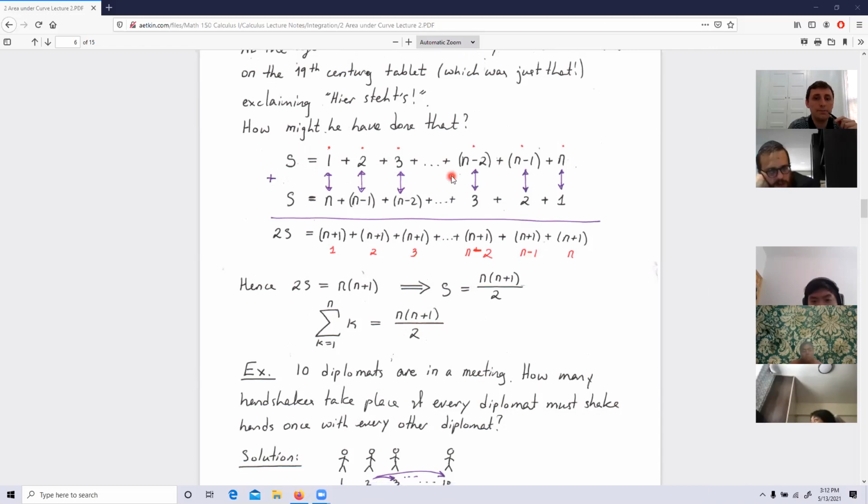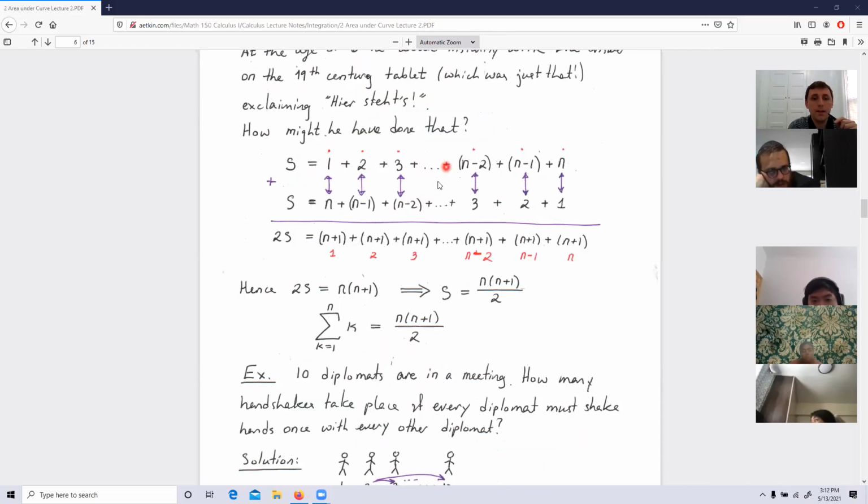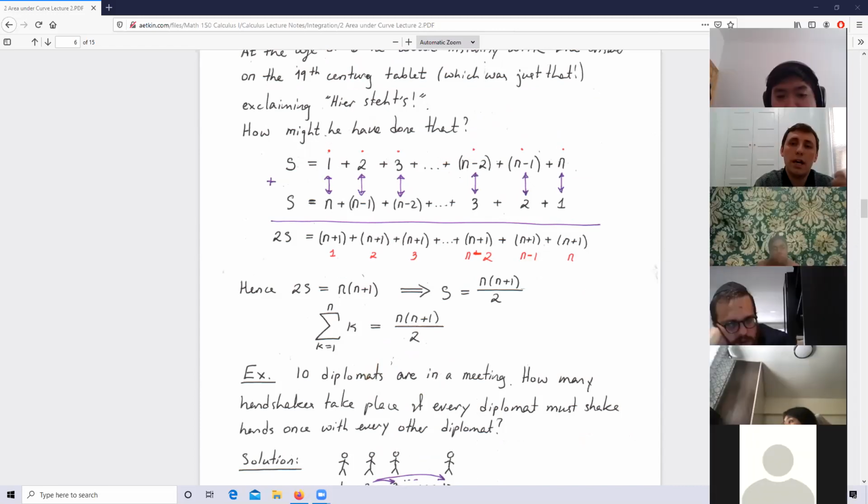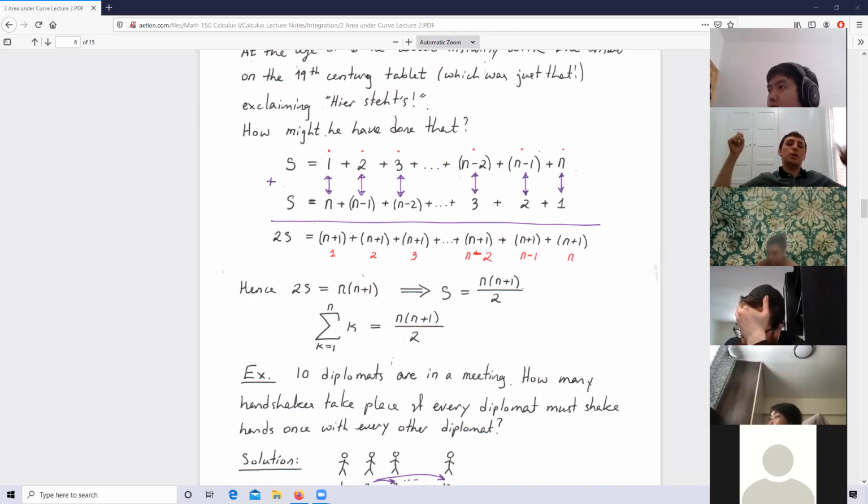Here is an example. We have 10 diplomats and they are in a meeting. Each diplomat has to shake hands with each other diplomat exactly once. How many handshakes take place? Figure it out, guys. Set it up. You understand, 10 diplomats in a room. Each diplomat shakes the hand of each other diplomat exactly once. How many handshakes?